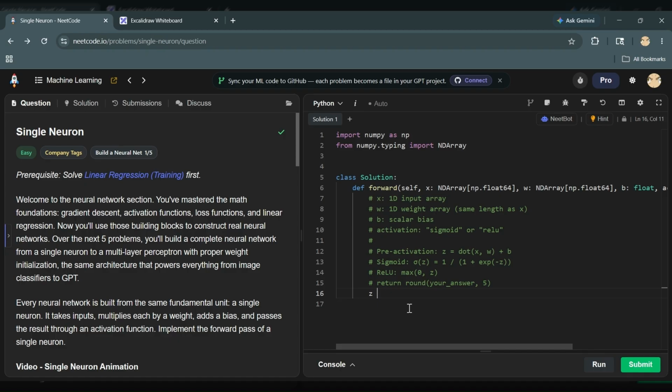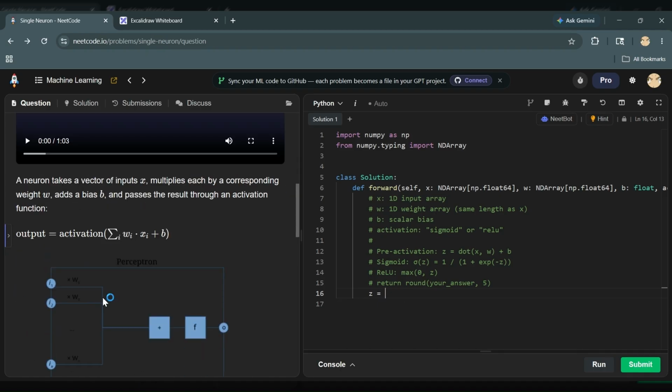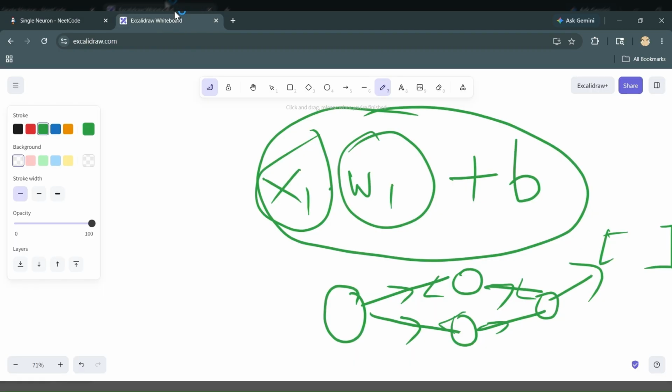So let's call this Z, and what I have to do initially is to find this value. So that will be np.dot. I need to find the dot product of the x and the weights, and after that, I'll add the bias. So this will be the z. After computing the required value, we'll use an activation function.